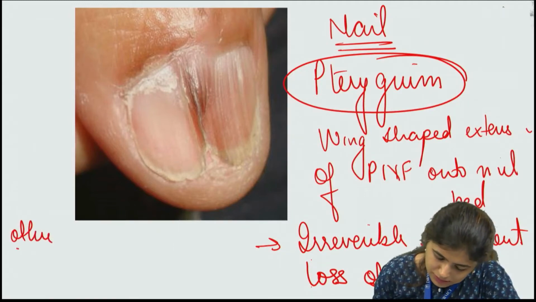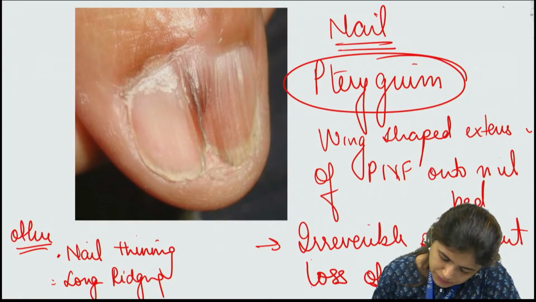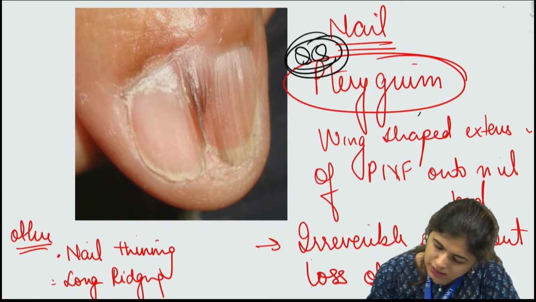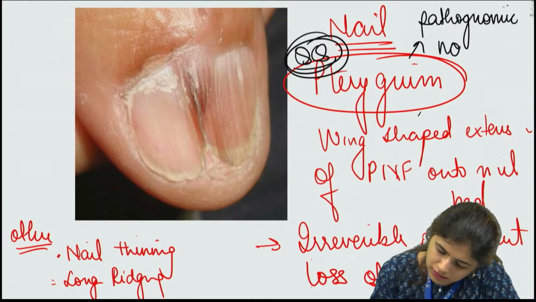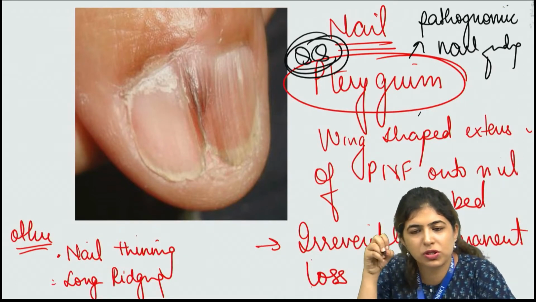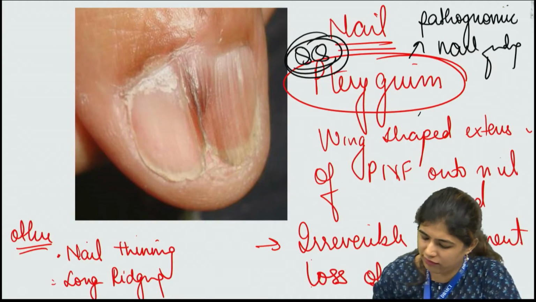Other findings: nail plate thinning and longitudinal ridging. Out of this is the most important question. This is the pathognomonic nail finding. In this question, in one of the options, it could also have been this. Pterygium is the pathognomonic finding. So you have to remember.